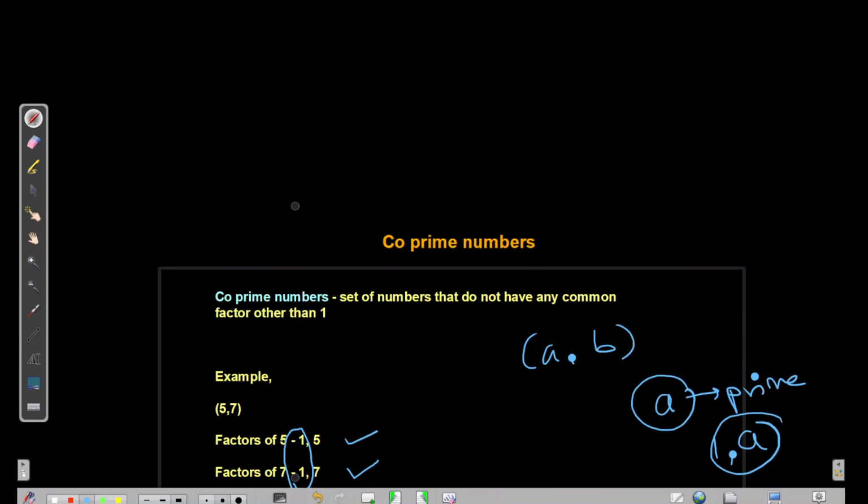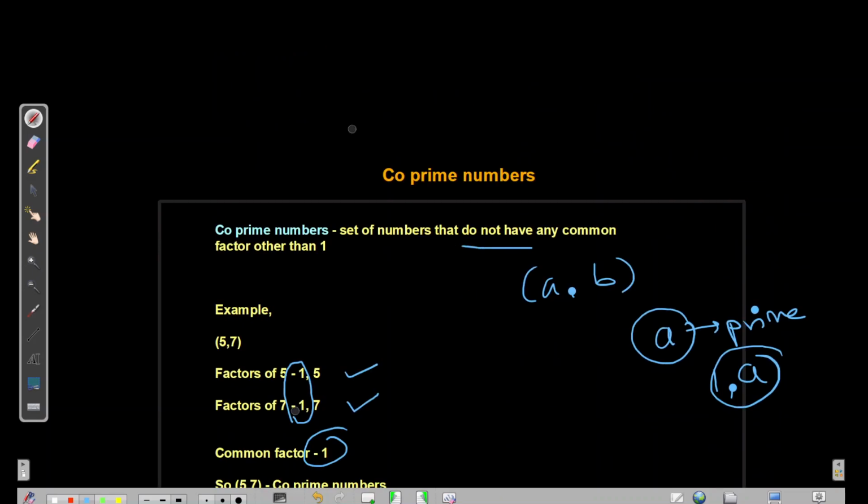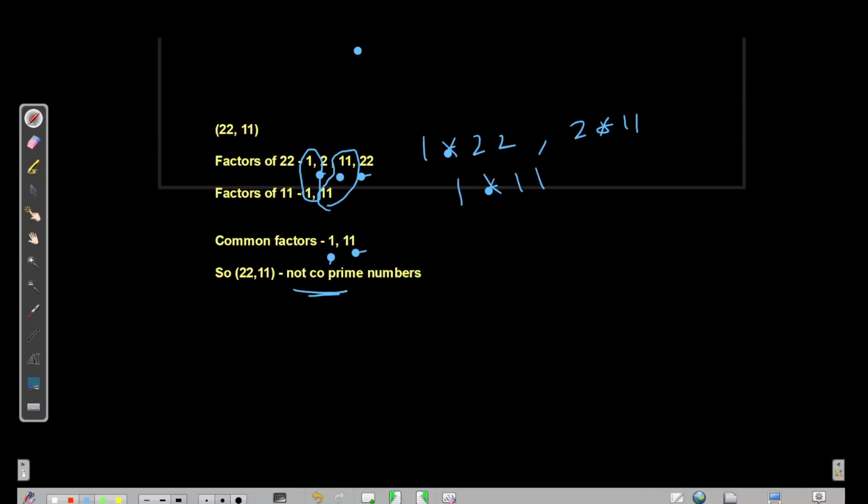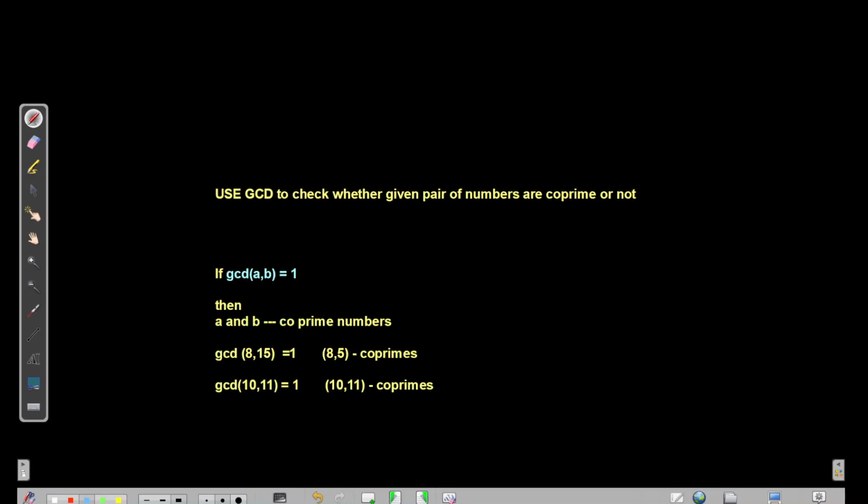As per the definition, a set of numbers that do not have any common factor other than one should have only one common factor, and that should be the number one. Then only they are coprime numbers. And we can use the GCD to check whether a given pair of numbers is coprime or not. If GCD of A comma B equals 1, then I can claim A and B are coprime numbers. We already found that GCD of 8 comma 15 is 1, so 8 and 15 are coprime. Similarly, GCD of 10 comma 11 equals 1, so 10 and 11 are coprime.